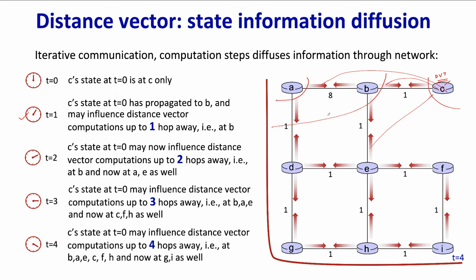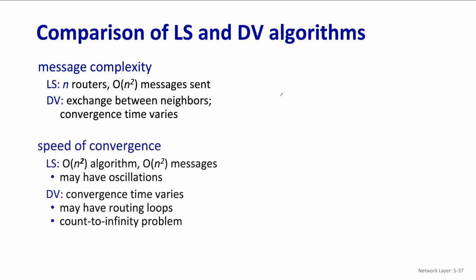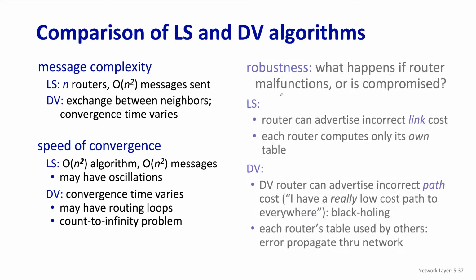And the way it's working is, I just give an example here from C, but it's going to do the same thing for each one of them, okay? So this is just a quick comparison between link state and distance vector algorithms. In terms of message complexity, when it comes to link state, it depends on the number of routers we have.